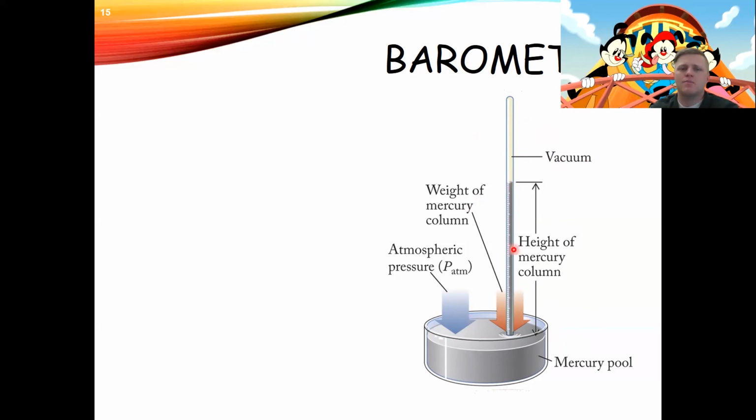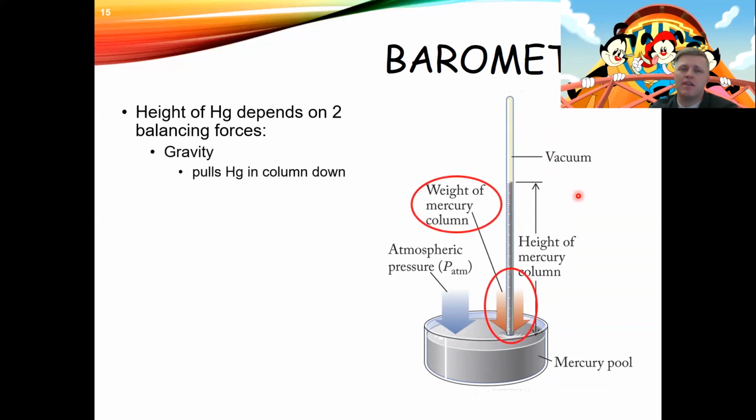So why is the mercury moving up here? Well, the mercury is moving up because there's atmospheric pressure pushing down on the mercury here. But then why does the mercury stop moving up? Well, it turns out that the height to which this mercury goes up actually depends on the balancing of two forces. The first is gravity, right? So gravity is pulling this mercury down, and if you can imagine, if you double the amount of mercury in this column, you're going to double the amount of gravity pulling it down.